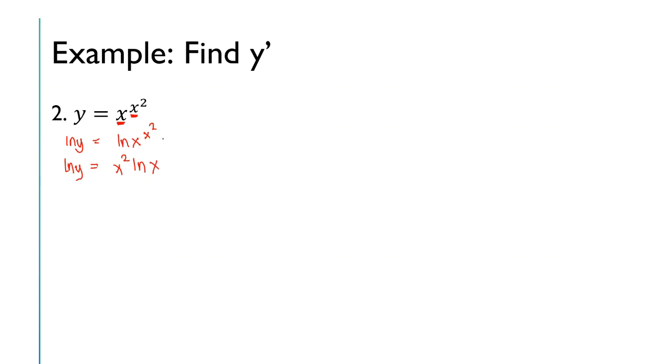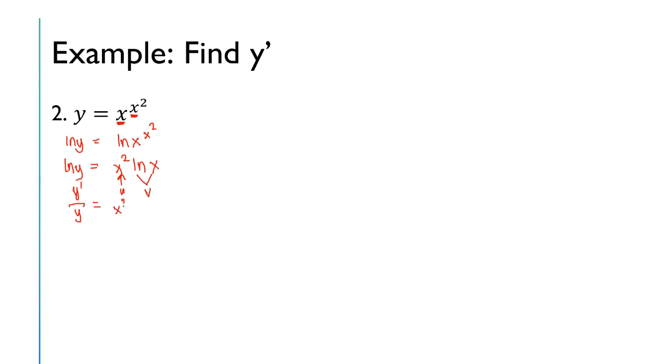After we have made this a linear equation, we can now differentiate. The derivative of ln y is y prime over y. That is equivalent to the derivative of x squared ln x. Again, from here you can observe that this is composed of two terms, we have the u and our v. Applying the product rule, we have u dv plus v du.